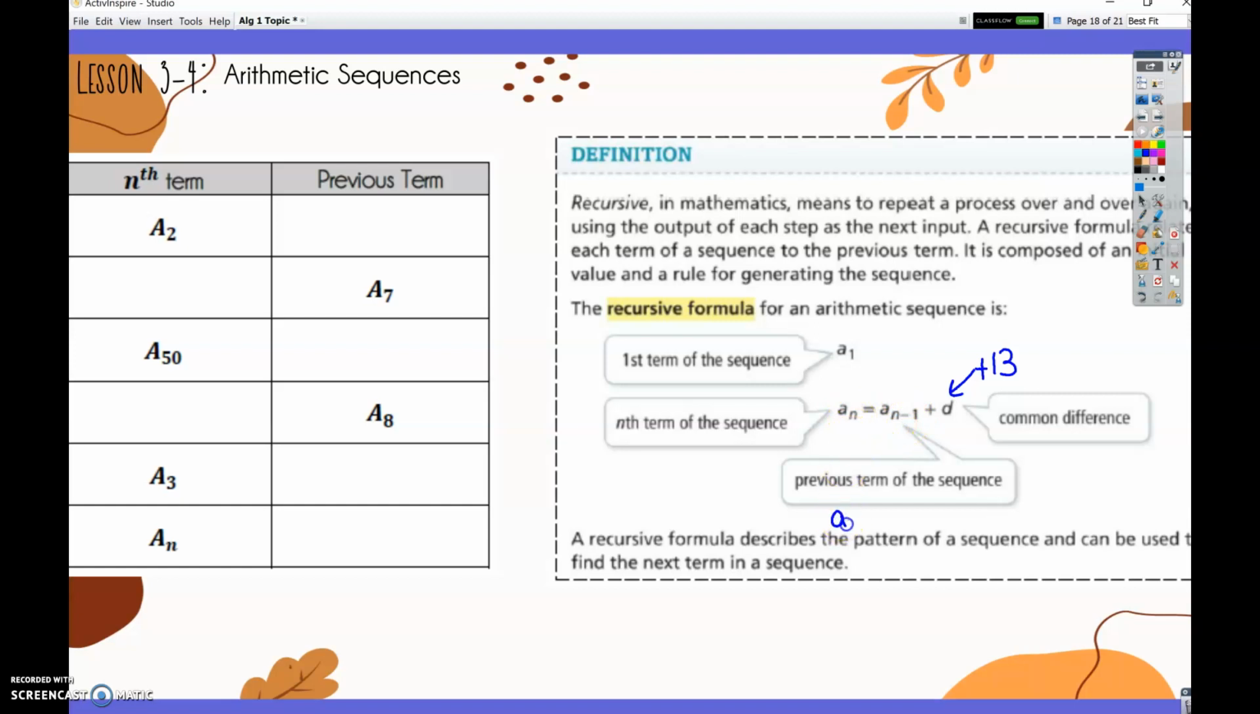So if I said a sub 8, that's my 8th term, this would mean take my 7th term and add 13 to it in the first example. In just practicing this, if someone gave me my 2nd term, my previous term would have been my first term. Or if my previous term was the 7th term, my next term would be the 8th term. You could fill out all of these just recognizing that the term before and the term you're on can be notated by your subscript notation.